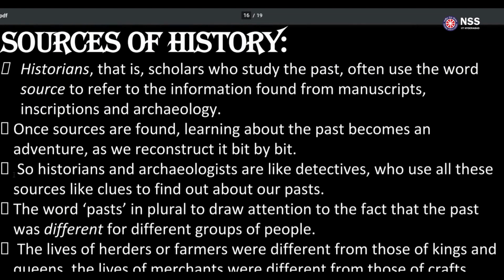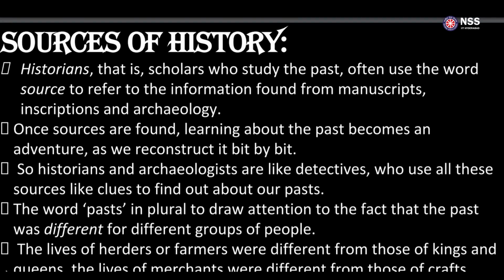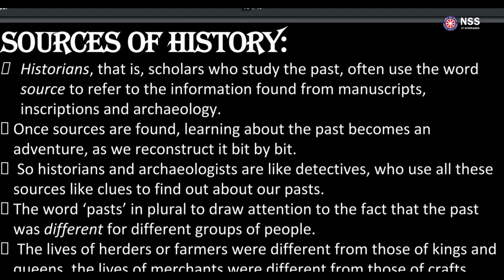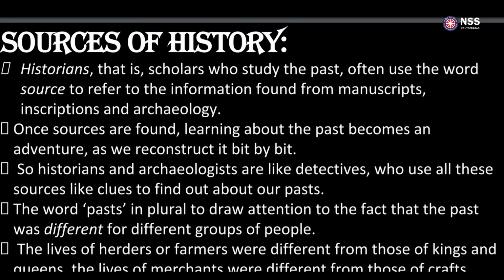So what are the sources of history? From where do you get the information? Those are called sources, right? Historians, the scholars who study the past, use the word source to refer to the information found in manuscripts, inscriptions and archaeology. So for historians, the sources are manuscripts, inscriptions and all the archaeological facts that have been discovered.